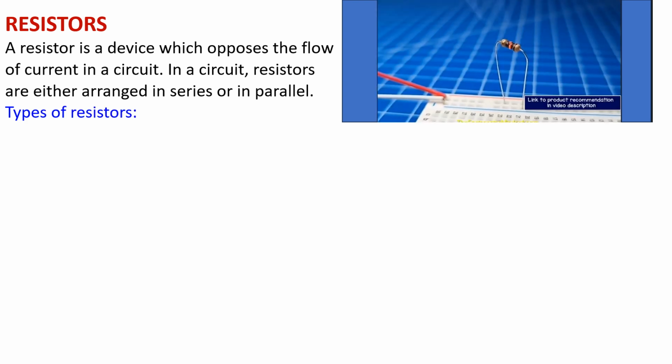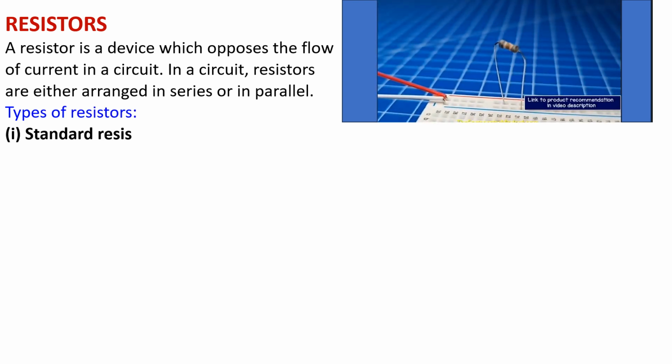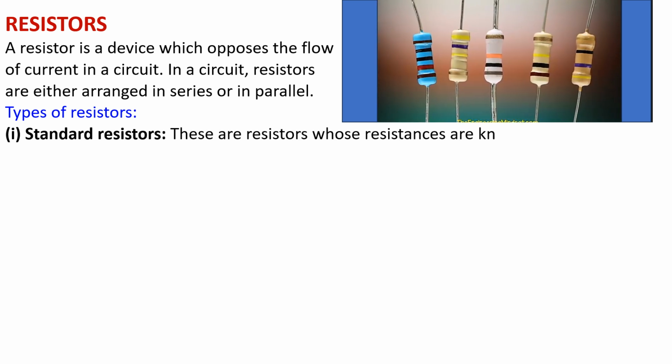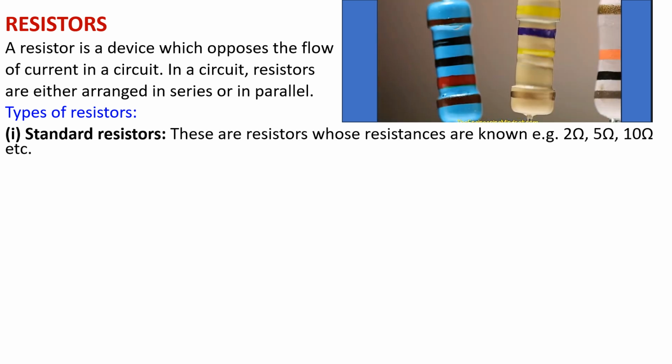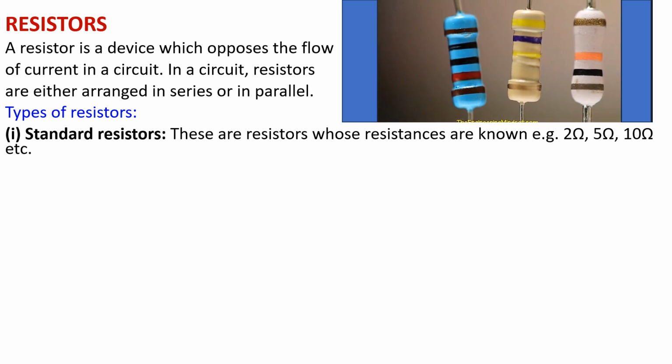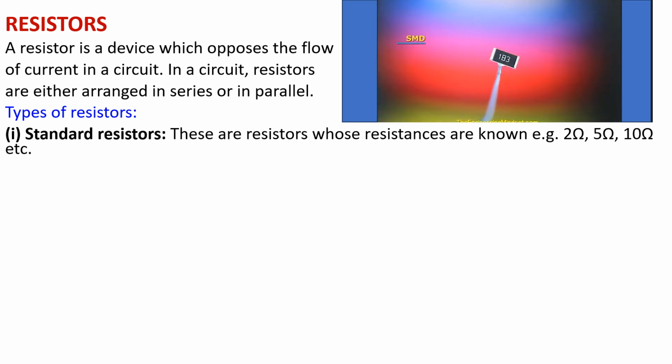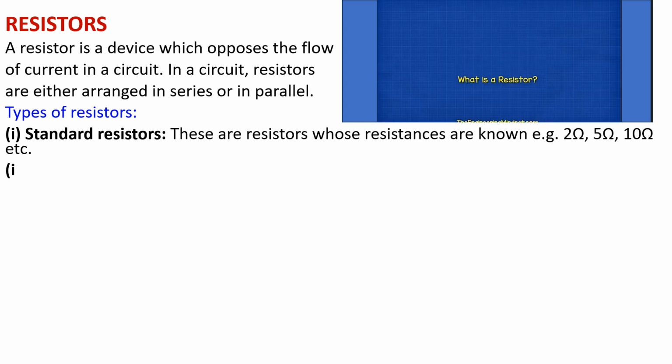Types of resistors: standard resistors. These are resistors with known resistance. You will always find them in the lab: 2 ohm, 5 ohm, 10 ohm, etc.